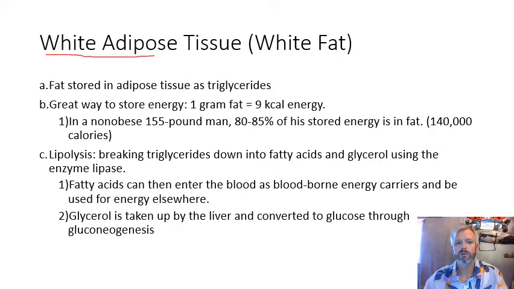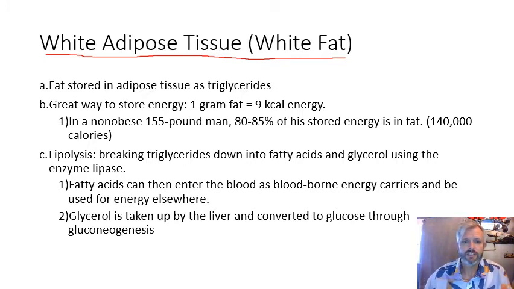Our white adipose tissue. Everybody's favorite, right? That's that white fatty tissue, a good store. You'll see, it's a great way to store energy because we can get 9 kilocalories per gram. We can get a big payout of ATP by breaking down fat. So it is a good storage in the fact that if we need energy, our energy is ATP, we can get a big store of fatty acids.